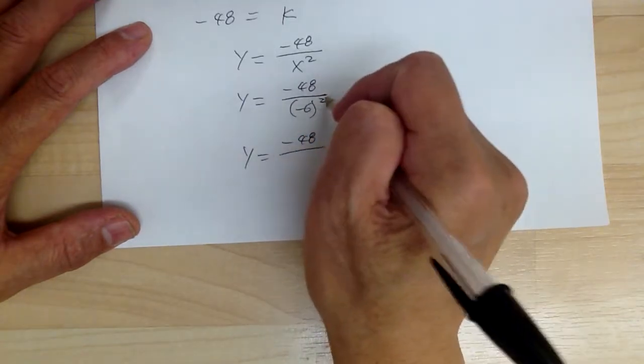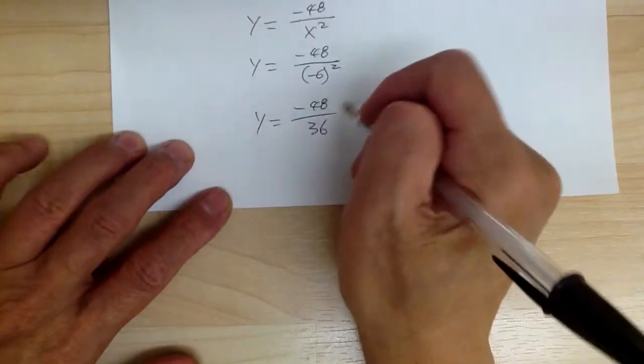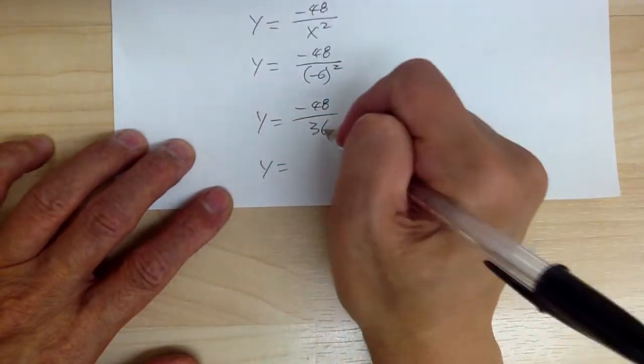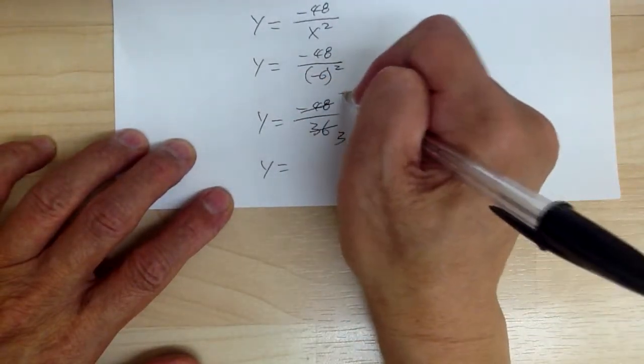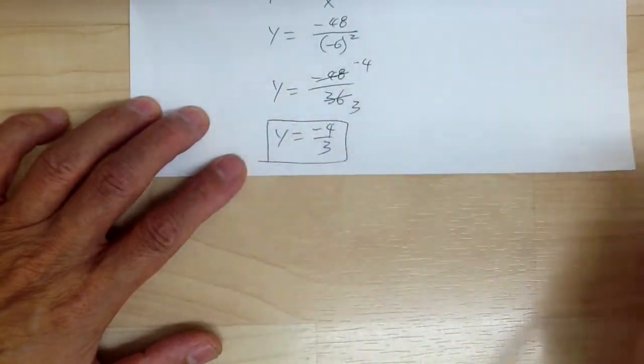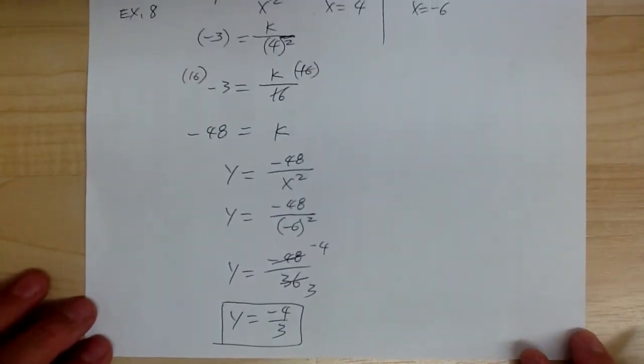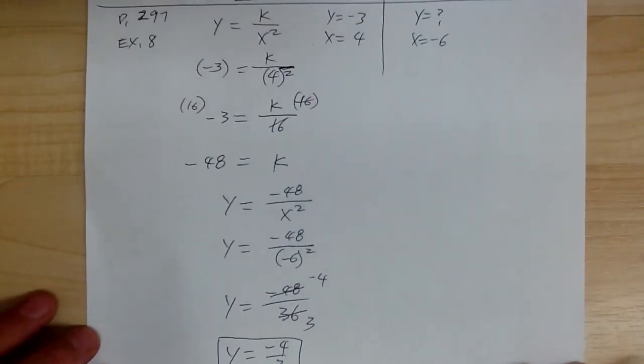Now, -6 squared gives you 36. Okay, and then you simplify. This can divide by 12, right? So divide by 12, you get 3. Divide by 12, you get -4. So the answer is -4 over 3. And that's it. Okay. So make sure you know how to translate and make sure you know how to solve.